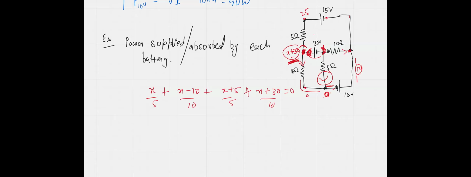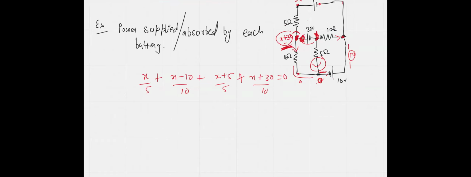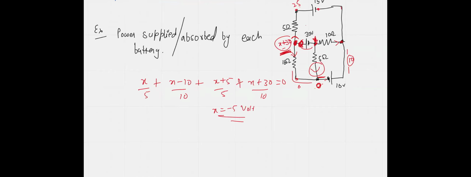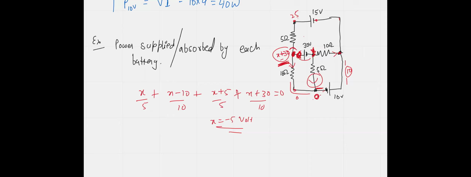The whole thing is, if you see only one variable is there, please solve it. The moment you solve it out, you'll be getting x equals 5. Voltage, so it will be 5 volt. This is what my answer will be. This is just a potential. Now I can remove all points.